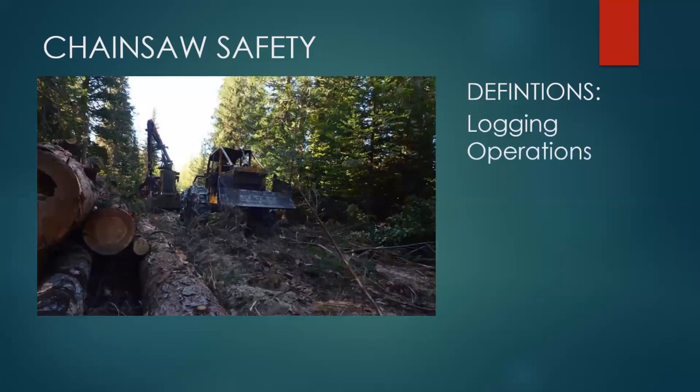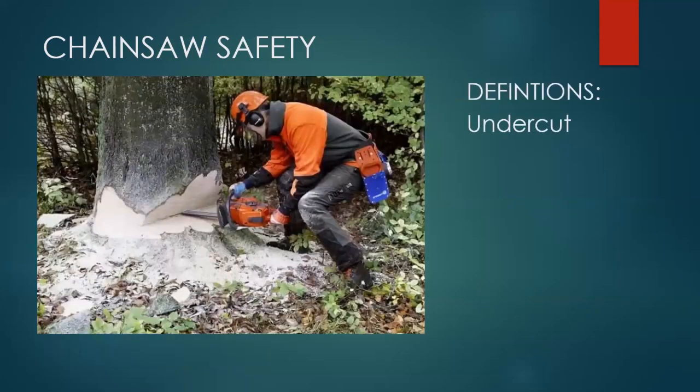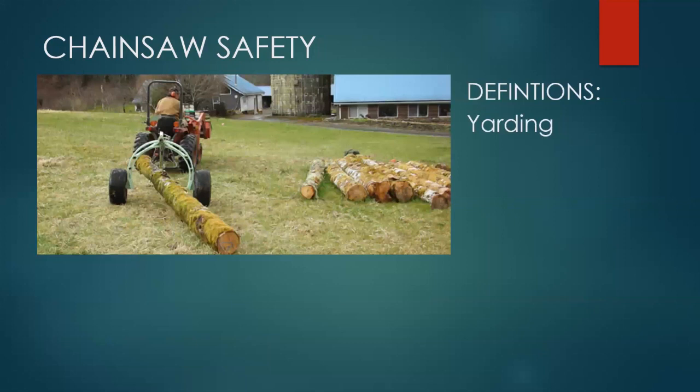Logging operations are operations associated with felling and moving trees and logs from the stump to the point of delivery, such as, but not limited to, marking danger trees and logs to be cut to length, felling, limbing, bucking, debarking, chipping, yarding, loading, unloading, storing, transporting machines, equipment, and personnel to, from, and between sites. A spring pole is a tree or segment of a tree, limb, or sapling under stress or tension due to pressure or weight of another object. Undercut is a notch cut in a tree to guide the direction of the tree and to prevent splitting or kickback. Yarding is the movement of logs from the place they are felled to a landing.